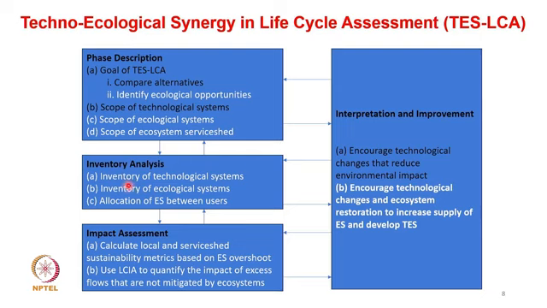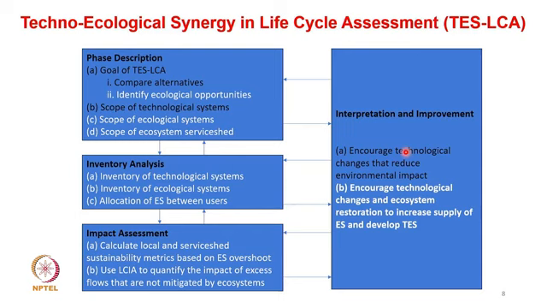Next is inventory analysis: the inventory of the technological system, the inventory of the ecological system, and the allocation of ecosystem services between users, because ecosystem services are typically available as a general service. So you have to allocate them between the users, and you finally compute the impact assessment by calculating the local and service shed sustainability metrics based on what we call the ecosystem service overshoot. This uses LCIA, life cycle impact assessment, to quantify the impact of excess flows that are not mitigated by the ecosystem. These are the steps.